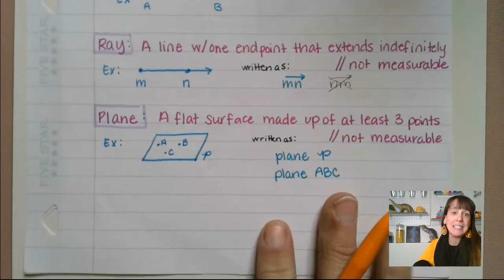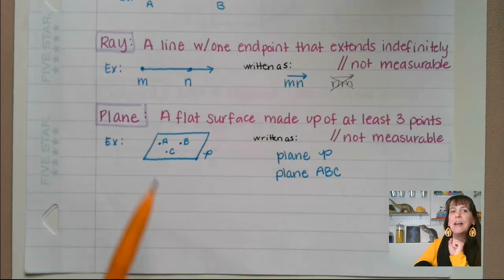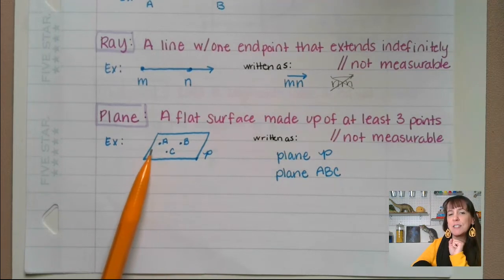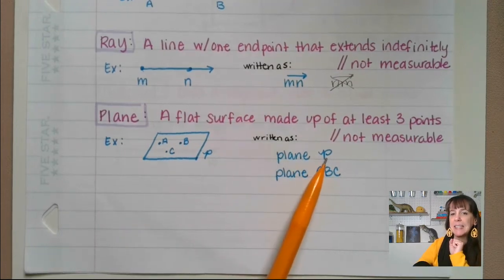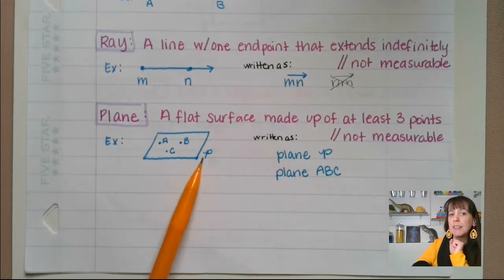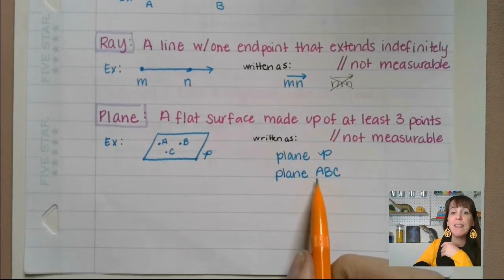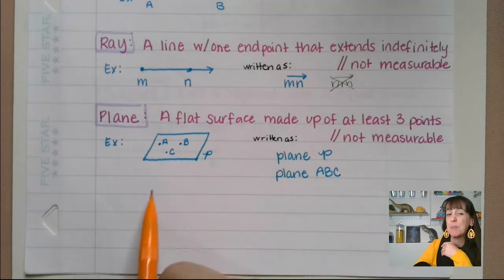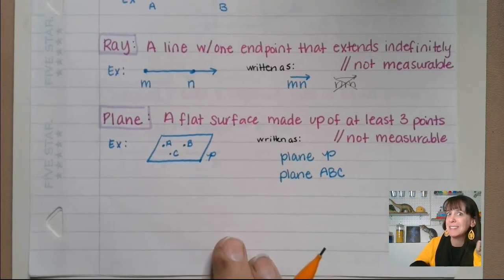Okay, a plane is a flat surface made up of at least 3 points. It's not measurable. We'll get into more detail on that, but for right now, you can see here's an example of a plane. You can write it as plane P, and again, there's that script letter there that describes the plane, or you can say plane and then list 3 points, in this case A, B, C, but it has to be at least 3. If you have just 2, that's a line.